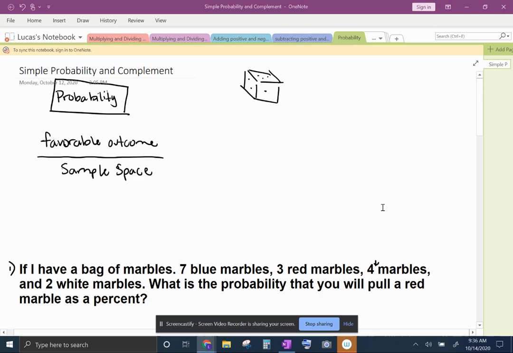Now, remember, if you saw my previous video, probability is between 0 and 1, which when turned into a percent is 0% and 100%. And 0% is absolutely impossible. You can't have anything less than 0%. That is the bottom. And 100% is absolutely certain.